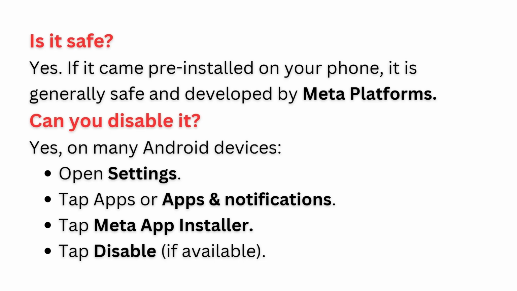Can you disable it? Yes. On many Android devices, you can disable it by opening Settings, then tap on Apps or Apps and Notifications, tap Meta App Installer, and tap Disable if available.